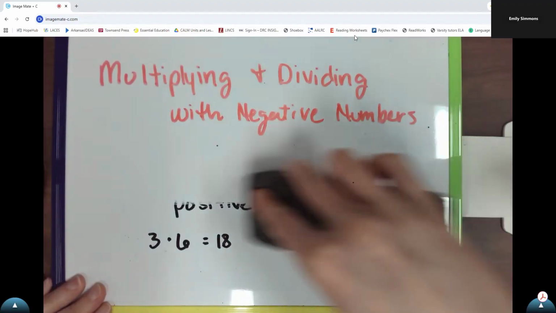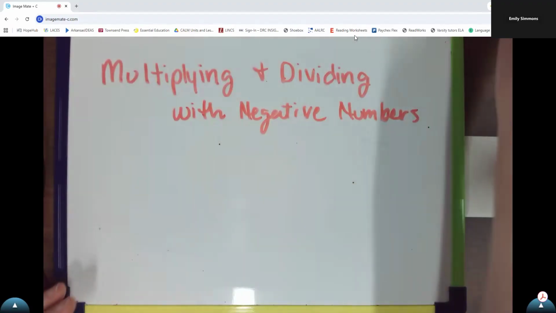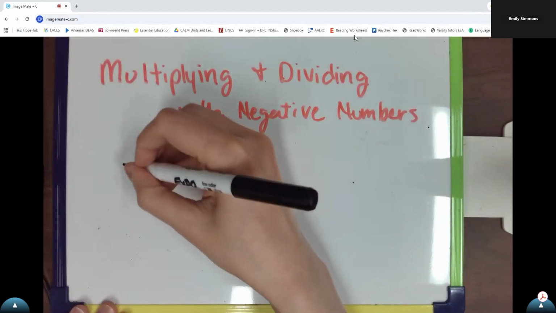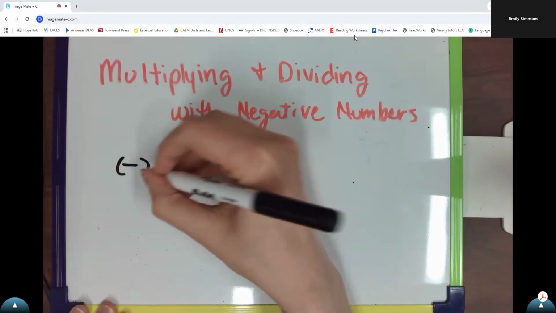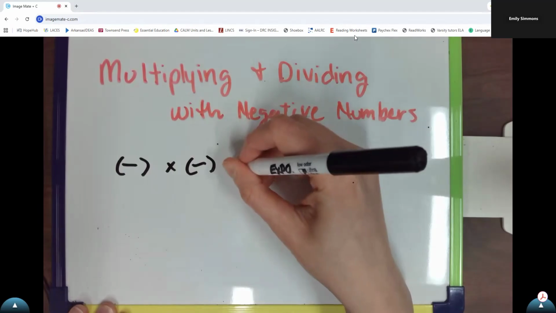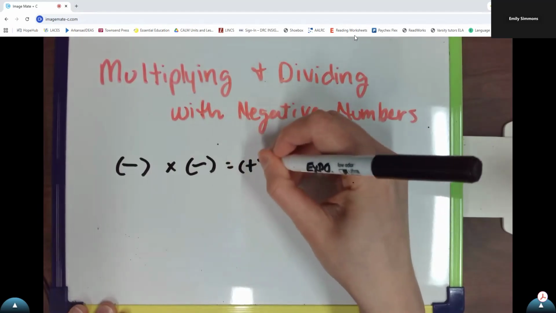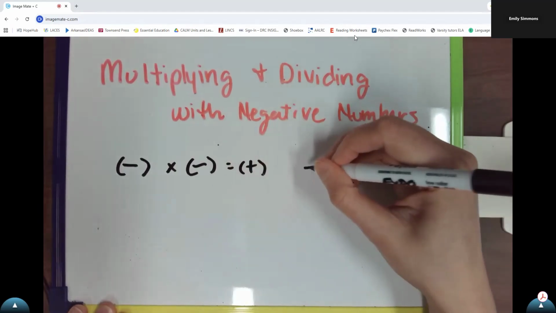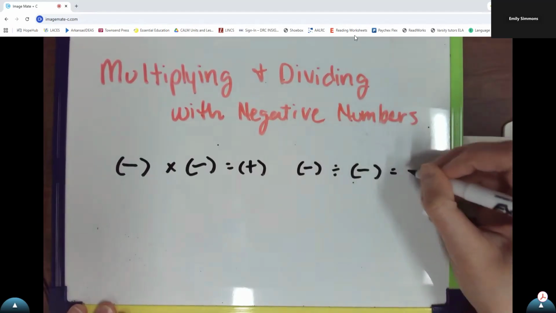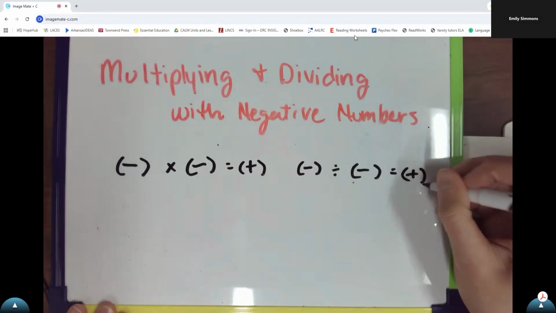When we're multiplying or dividing with negative numbers, if we have two numbers that have the same sign, we get a positive answer. So positive times positive, we get a positive, or negative times a negative, we get a positive answer. Or negative divided by a negative, we get a positive answer.